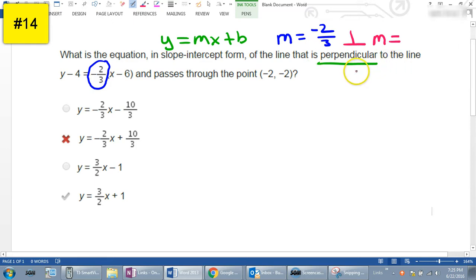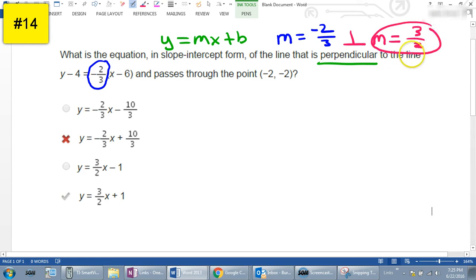Are you thinking? Pay attention. What I said was, if you have a slope of negative 2/3, that's your original line, what will be the slope of a perpendicular line? Positive what? 3/2? Positive 3/2. So that's our slope. Our slope should be positive 3/2.